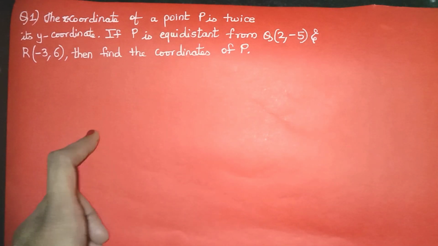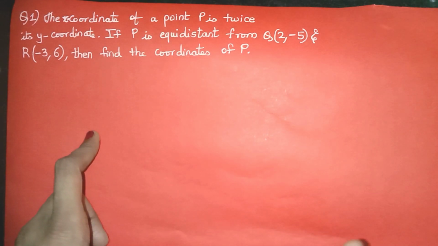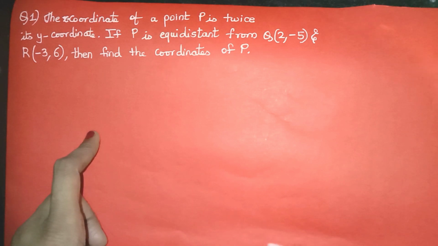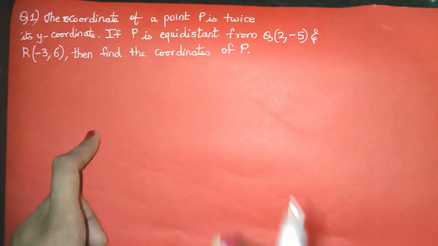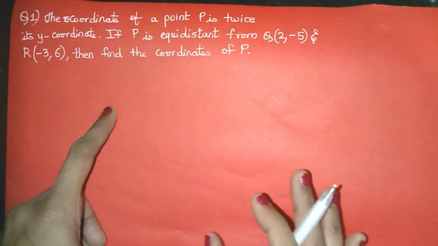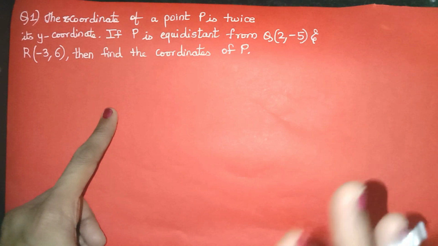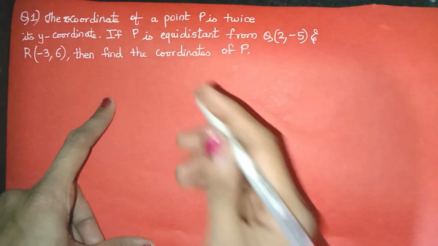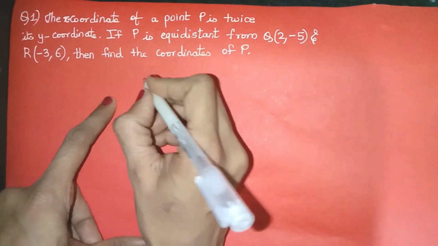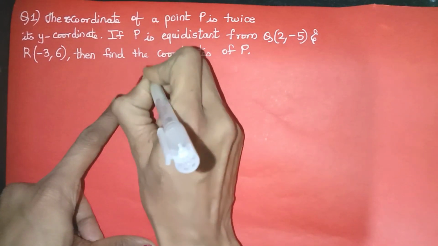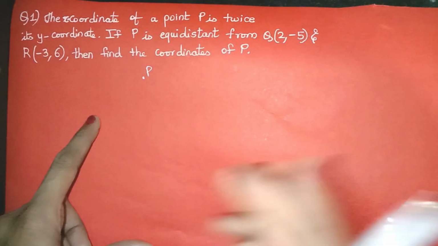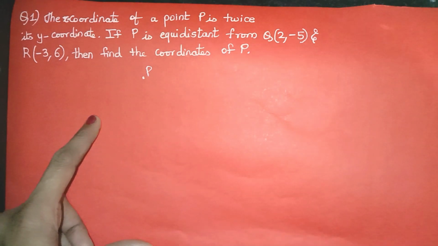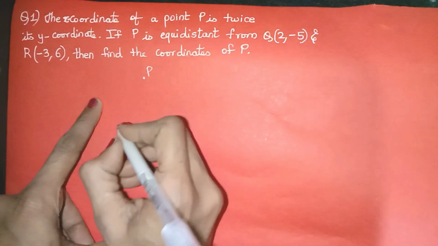Okay, friends, go through the question 1 or 2 times, and before you start doing any calculations, very important is to draw the diagram. For any geometry question, it's very important because then only you will be able to get a better idea. So let's draw the diagram. So I have a point P, and it is equidistant. Equidistant means it is at the same distance from 2 other points, right?